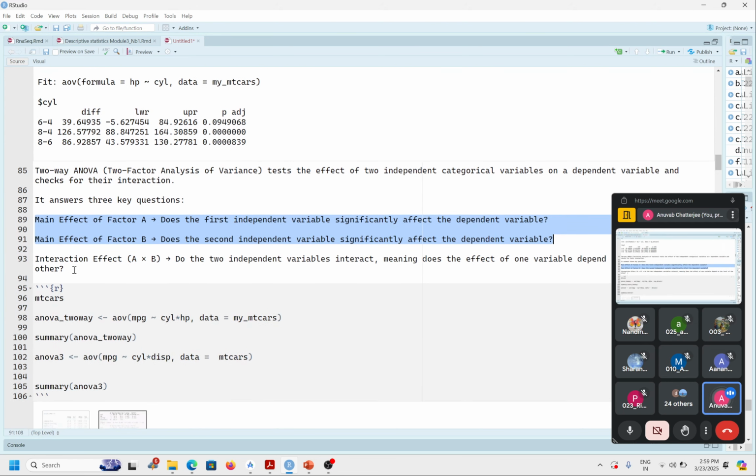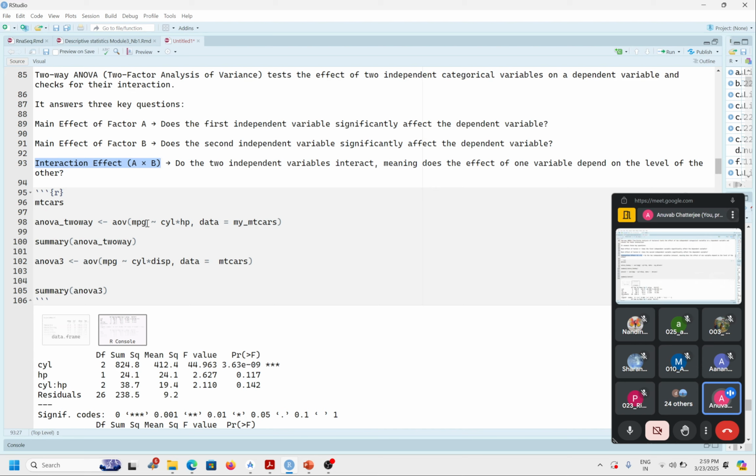And the third question is what the two-way ANOVA shines at: is there an interaction effect between the two? Are the two of them coming together to produce something more? Is it that A by itself does not have an effect, B by itself does not have an effect, but the two of them together are actually having an effect on our dependent variable? If you wanted to figure out if mileage depends on the number of cylinders and the HP together, then you run the test like this.